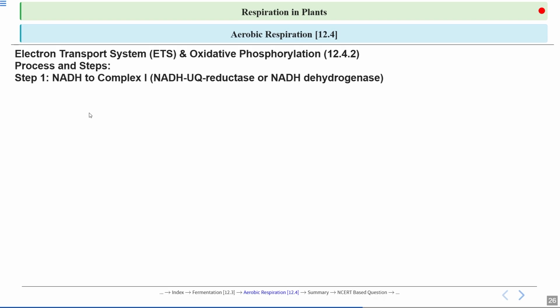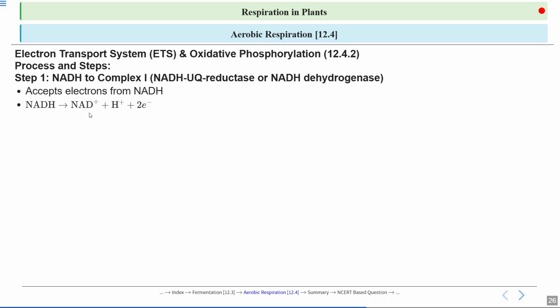Now let's study the process of the electron transport system in detail. Step 1, we have seen NADH to complex 1. That is the transfer of electrons from NADH to complex 1, which is also called NADH-UQ, that is, ubiquinone reductase, or NADH dehydrogenase. This is the entry gate for electrons. Complex 1 accepts the electrons from NADH.